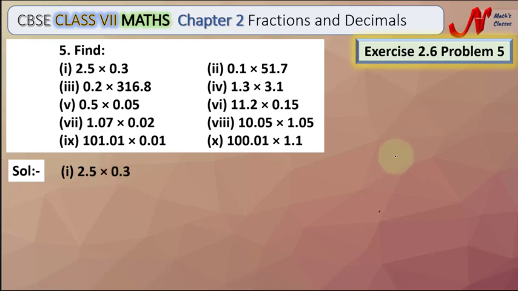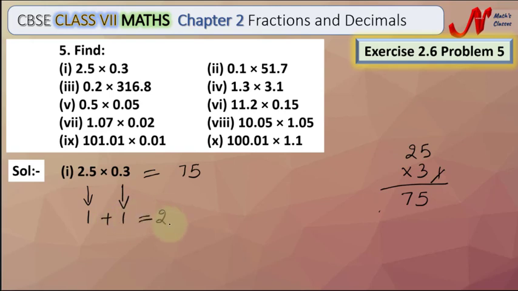To find this product, we multiply the numbers without a decimal. So multiply 25 with 3. 3 5s are 15, 3 2s are 6 plus 1, 7. We get 75. Here in 2.5 we have only one digit after the decimal point. In 0.3 we have only one digit after the decimal point. So together we have 2 digits after the decimal point. So in the product, from right to left, we keep the decimal point after 2 digits. So we get 0.75.